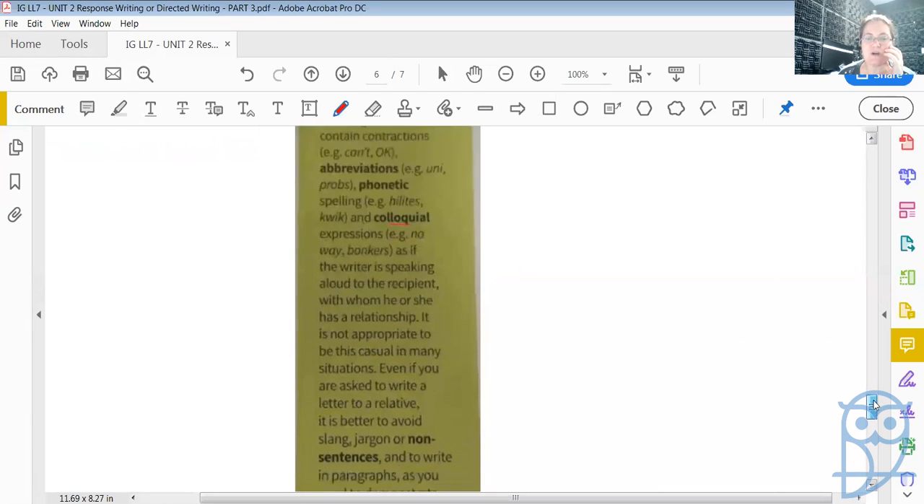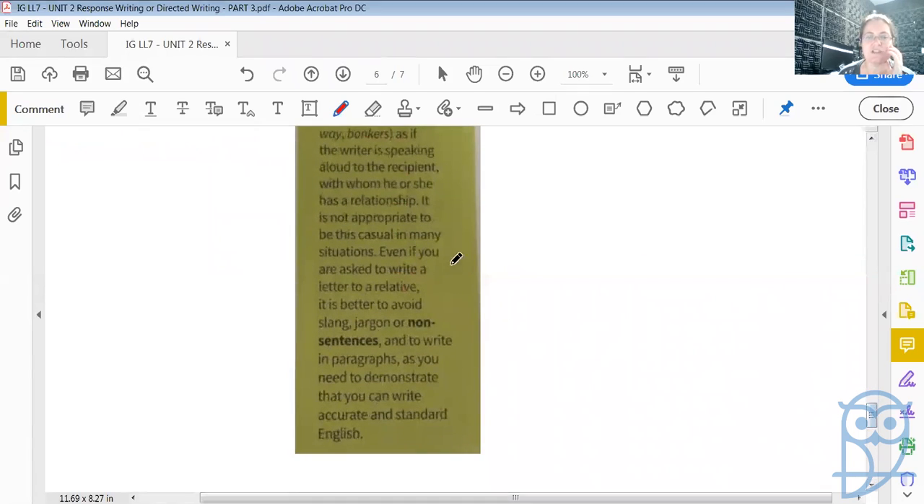It is not appropriate to be this casual in many situations. Even if you are asked to write a letter to a relative, it is better to avoid slang, jargon, or non-sentences, write in full, complete sentences, and to write in paragraphs, as you need to demonstrate that you can write accurate and standard English.